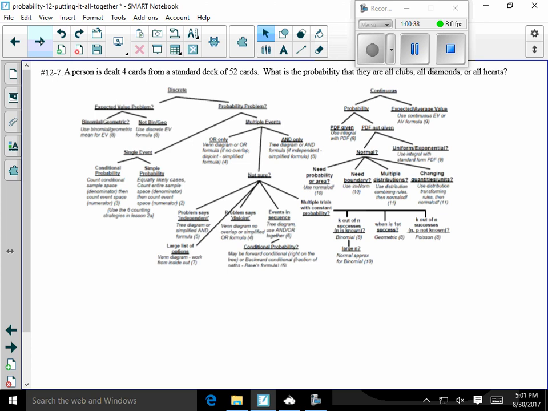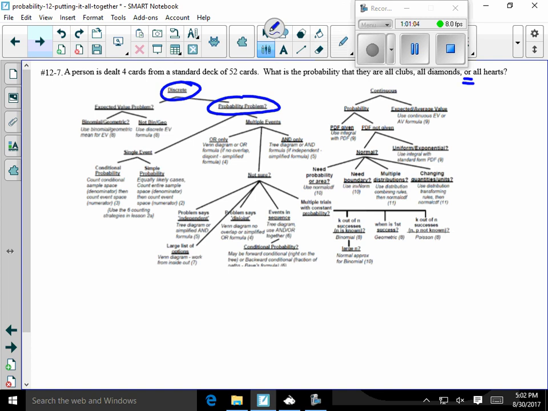Well, we're talking about numbers of cards, right? So we can't have fractional numbers of cards. We either have 1 card, 2 cards, 3 cards. So I think we're still talking about discrete here. We're talking about a probability problem, right? And well, all clubs, all diamonds, or all hearts. I think that's pretty clearly to me an or situation.